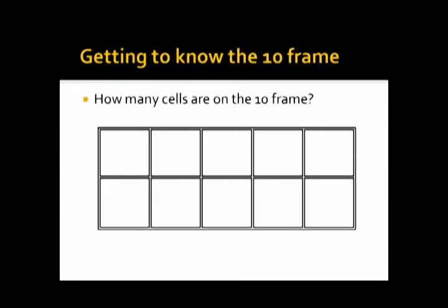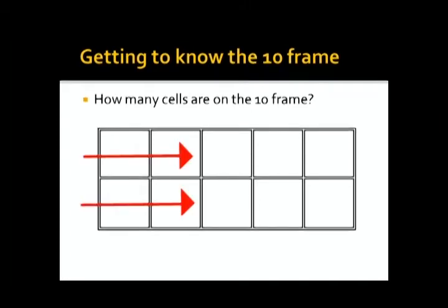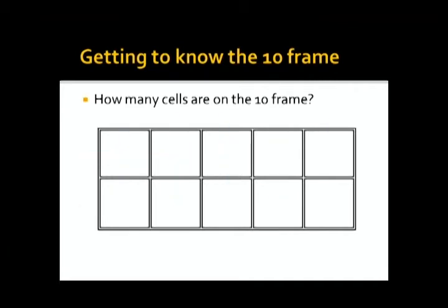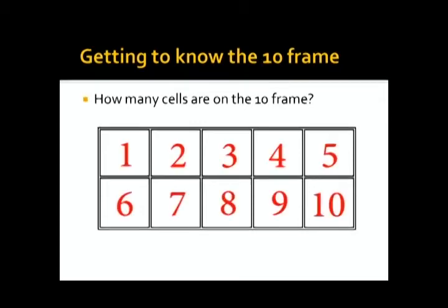This is an illustration of the 10 frame. If you notice this picture, you have 2 rows going across and 5 columns coming down. When you count all the cells, you get 10 cells. This is called a 10 frame. Now we'll be using this frame to do addition facts. Remember, addition with renaming. We're going to look at the next slide and pay attention carefully as we move along.